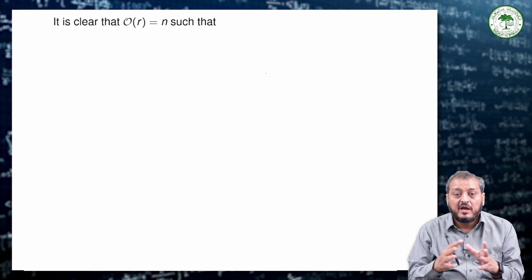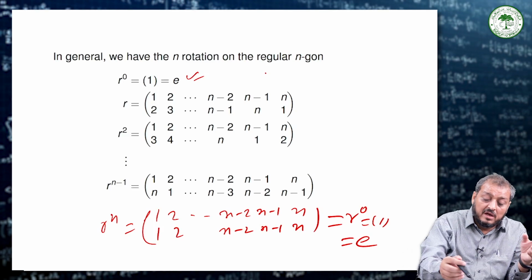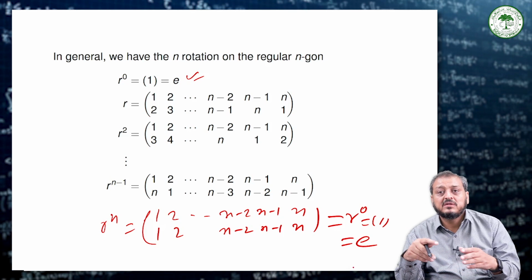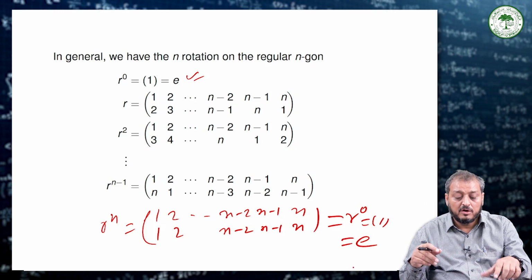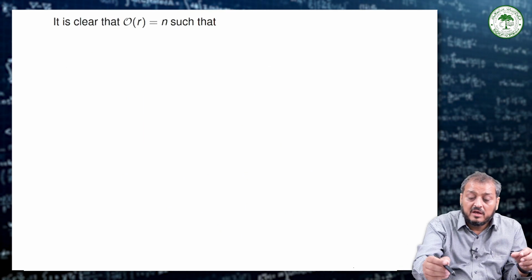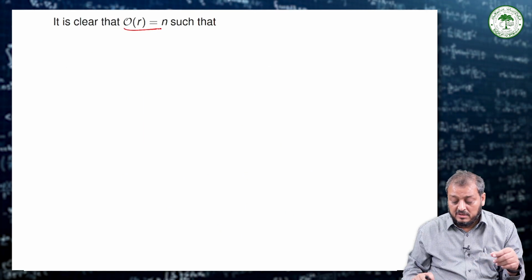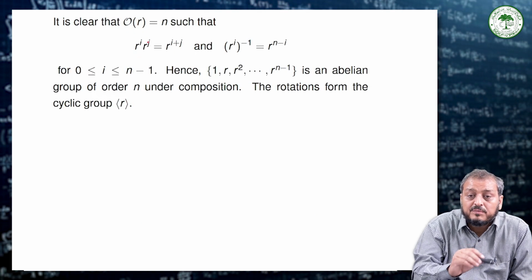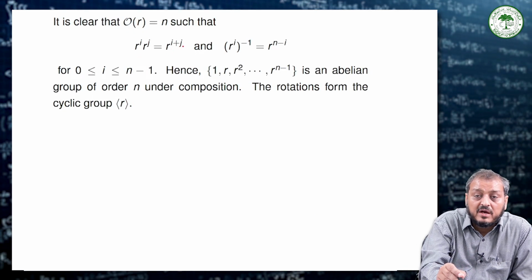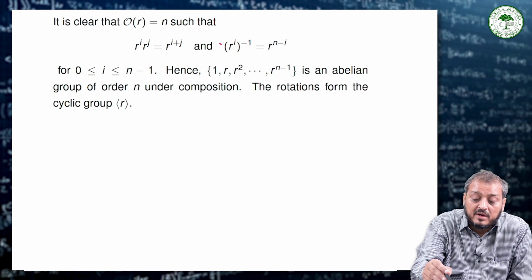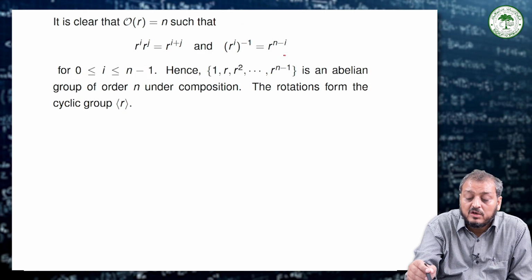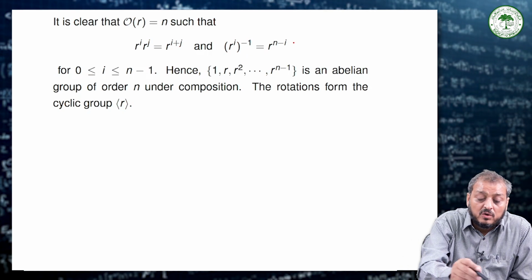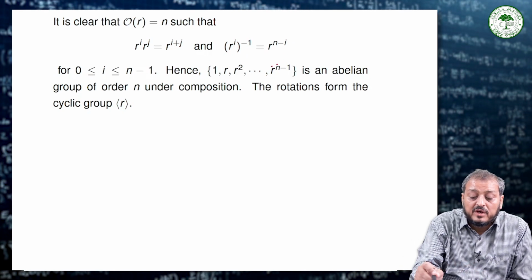Simply we just said that r to the power n is equal to identity. So we can simply say that the order of this rotation is clearly n, such that if the order is equal to n, then r to the power i times r to the power j can be written as r to the power i plus j, and the inverse of r to the power i is the same as r to the power n minus i, where i lies between 0 and n minus 1.